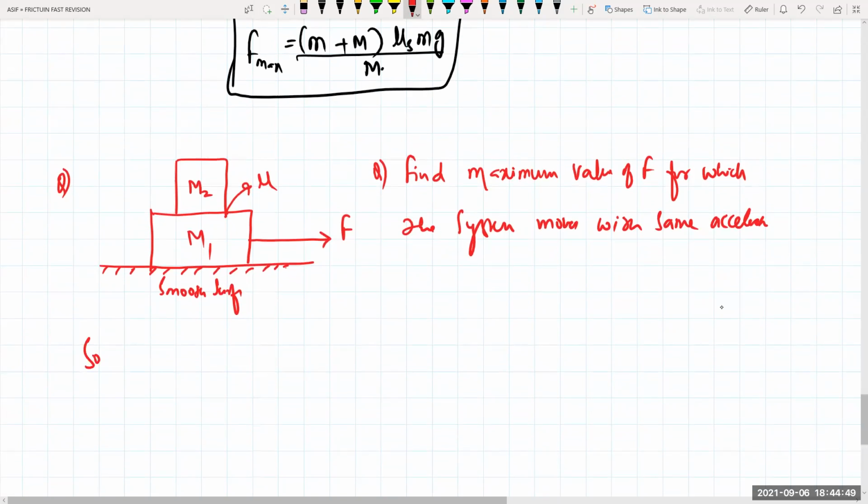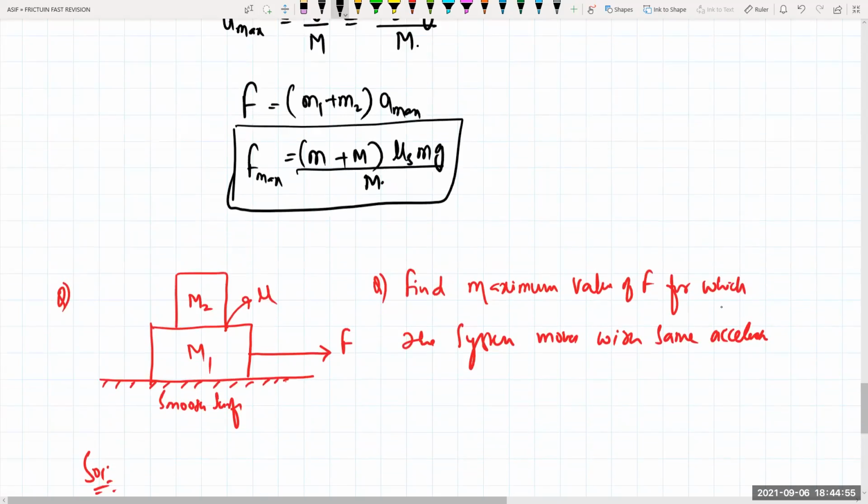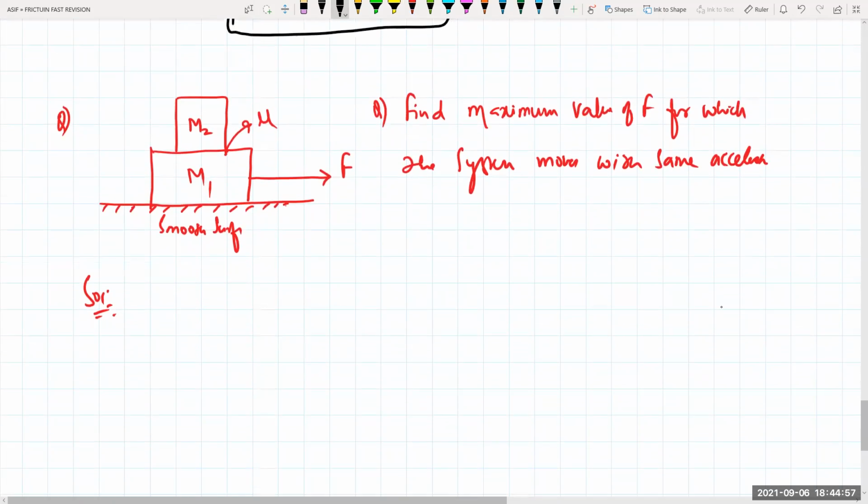Now, how do you solve this type of question? Again, first, what is the target right now? M2. M2 is your target, isn't it? Because you are applying the force on M1. You are applying the force on capital M1. You are not applying the force on your M2. So first calculate the friction there.